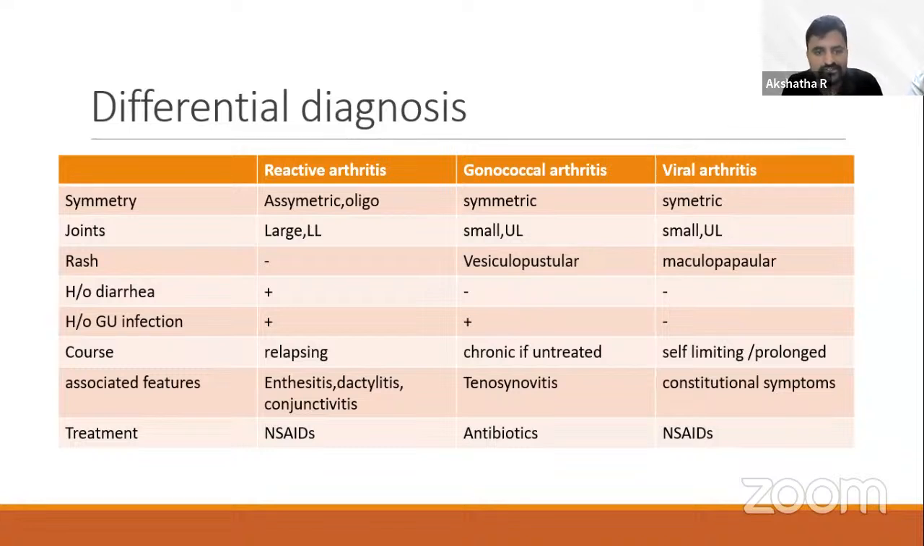And other associated features like enthesitis, which is inflammation at the site of tendon or ligament insertion, or dactylitis, which is diffuse swelling of fingers or toes due to tenosynovitis, or conjunctivitis point towards reactive arthritis. Gonococcal arthritis classically presents with tenosynovitis, though the differential diagnosis for tenosynovitis is wide. And viral arthritis can have constitutional symptoms, and there is a prompt response to NSAIDs in cases of reactive and viral arthritis. However, gonococcal arthritis requires antibiotics.